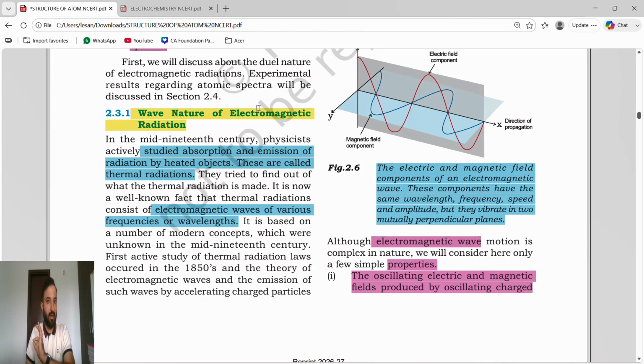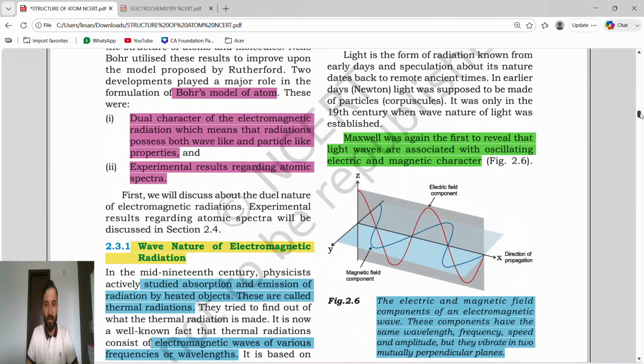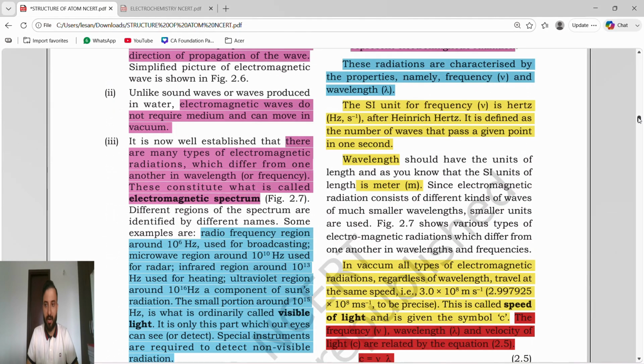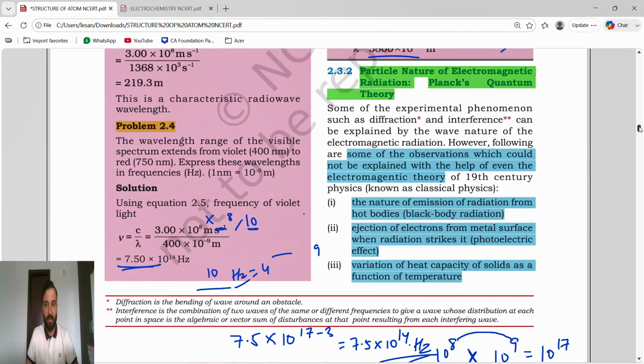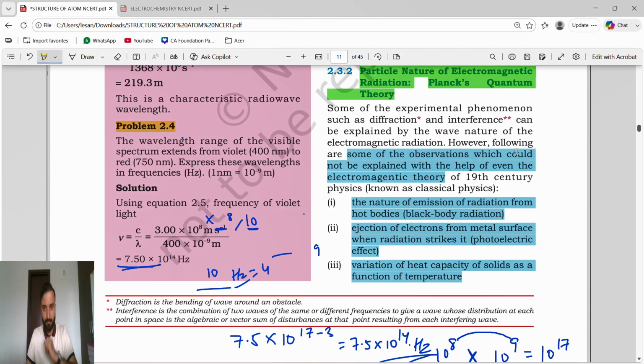Wave nature of electromagnetic radiation is done, where we use the electromagnetic wave. Electromagnetic wave means an electric field and a magnetic field; that's called an electromagnetic wave. So guys, I hope you understand this concept till here, and we did the numericals also, and I had told you how to remember that naming also. Okay.